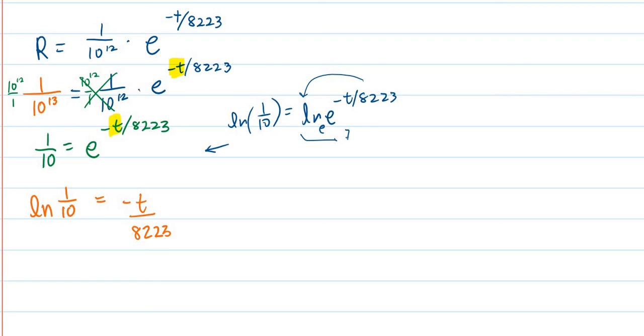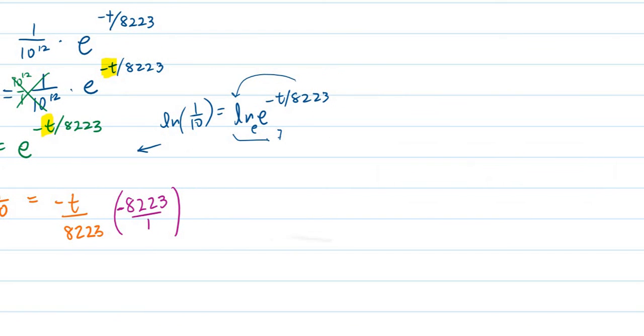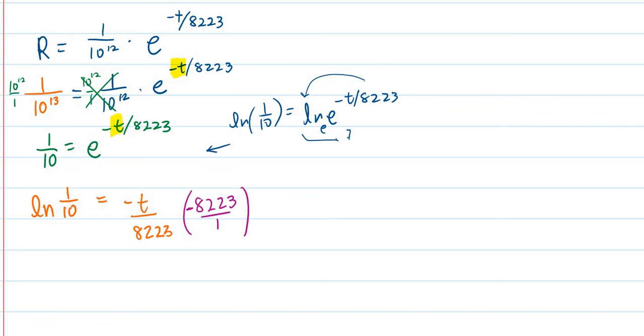Okay, so now we're still trying to isolate t. So again, in order to get rid of the 8,223, I'm going to multiply by 8,223 over 1, and I'm going to make it negative in this step so that it cancels out that negative. So I'm going to multiply over here by that as well, negative 8,223. So we get negative 8,223 times the natural log of 1 over 10 equals t.